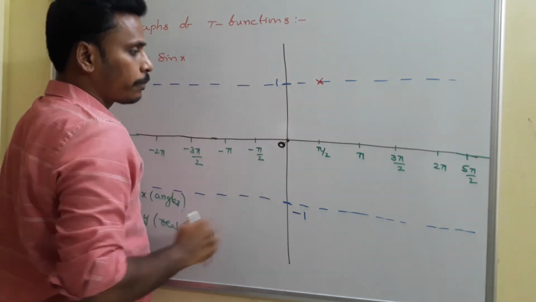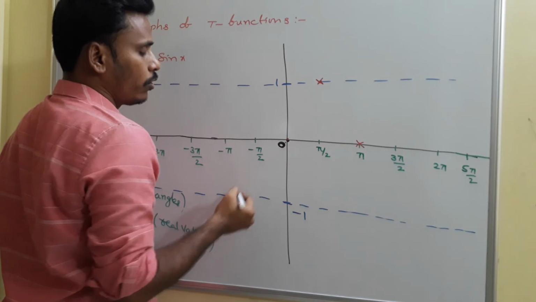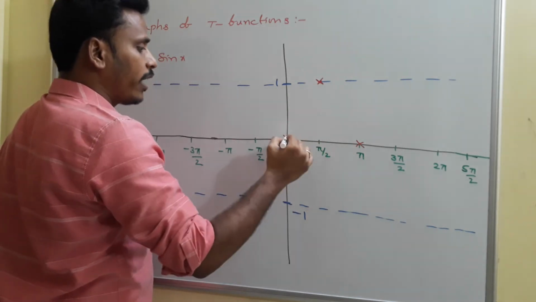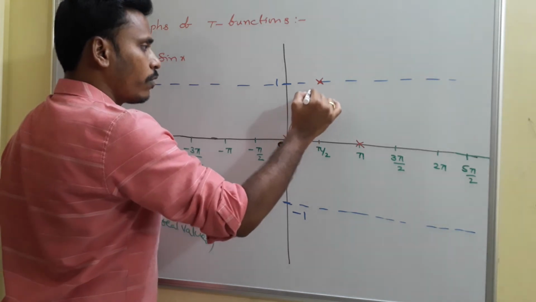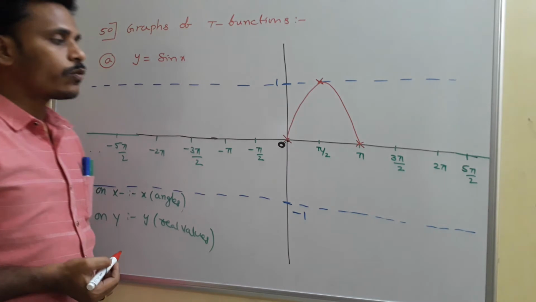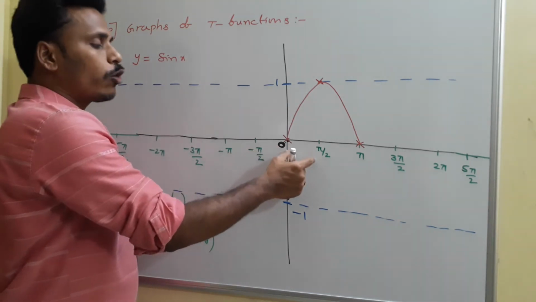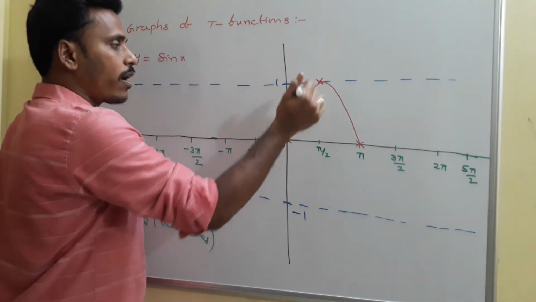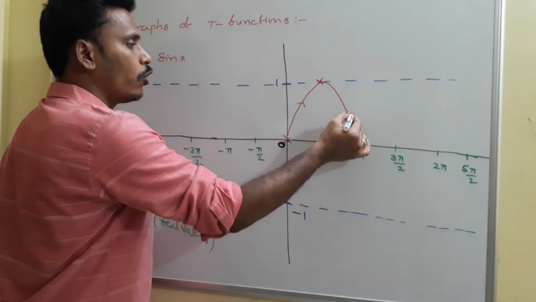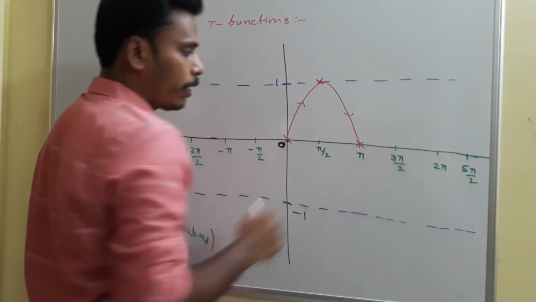So 90 degrees and 1, 180 degrees and 0. Look, sine 0 degrees is 0, sine 90 degrees is 1, sine 180 degrees is 0. So from 0 to 180, the sine graph will be like this. It is very clear that 0 to pi by 2 means first quadrant. In the first quadrant, the sine function is increasing, and pi by 2 to pi means decreasing. Already we know it.